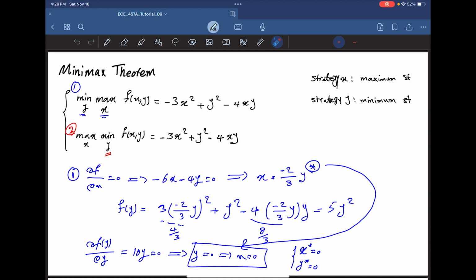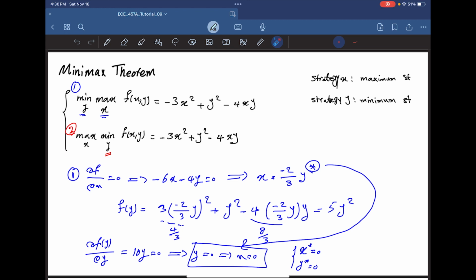All right, let's consider this part, the part that says max of this function with respect to x. So what we should do is find the derivative of this function and equate it to 0. So the partial derivative of f with respect to x equals 0. That will be negative 6x minus 4y, which results in x equal to negative 2 over 3 y.